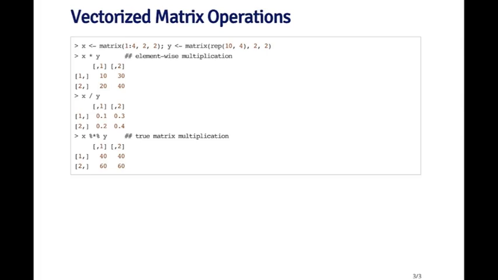So if I just do x times y, this is not a matrix multiplication. This is an element-wise multiplication. So the 1, 1 element of x is multiplying the 1, 1 element of y, and the 2, 2 element is multiplying the 2, 2 element of the other matrix, etc. So each element is multiplied together in parallel. Same when you do division. This is not a matrix inverse or something like that. This is just dividing one matrix literally element by another. So if you want to do a true matrix multiplication, you have to use the %*%. That's the symbol for a matrix multiplication.